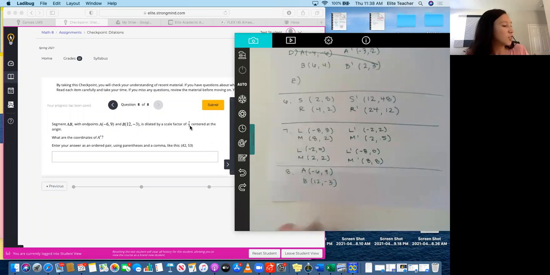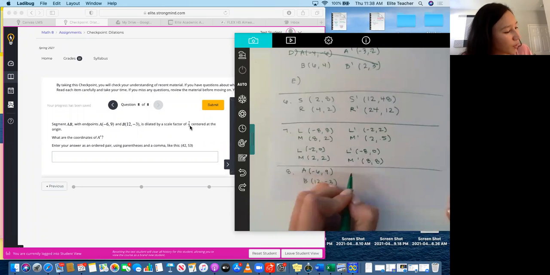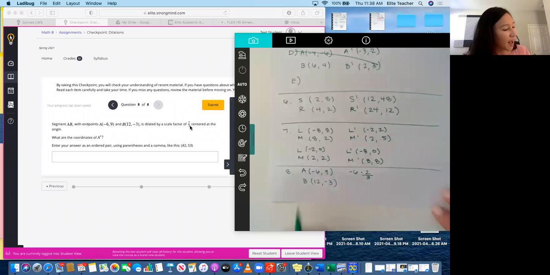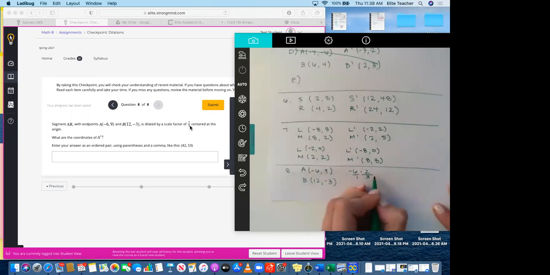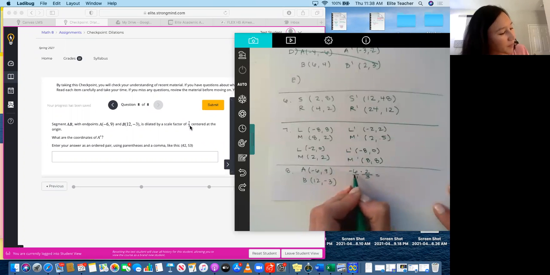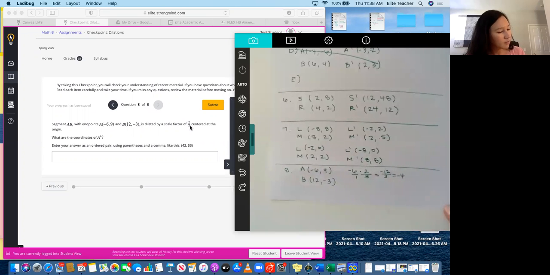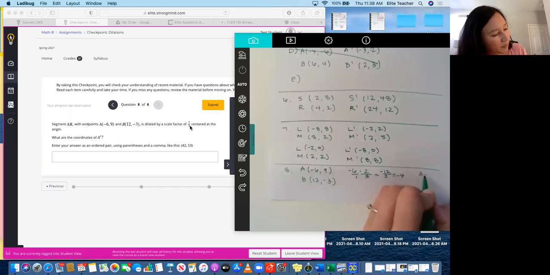So in this case, it's just going to take a little bit more math. So for A prime, for x, we're going to need to multiply -6 by 2/3. So we are just going to have to get back to fractions. So -6 is a fraction. And so -6 times 2 is -12 divided by 3. So this is going to be -4. So A prime, our x value is -4.